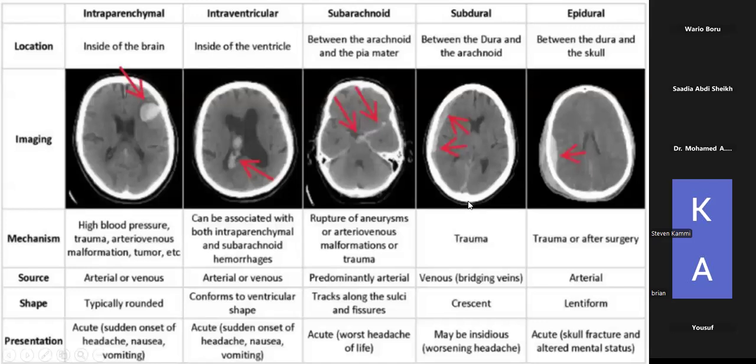So this is just one that is showing us the demonstration of all of them. So like here you have a subarachnoid, you can see it's below the arachnoid, but above the pia. Actually, sorry, below the arachnoid, but above the pia. So that's what you get called a subarachnoid bleed. Then you have inside the brain. So that is below the pia mater.